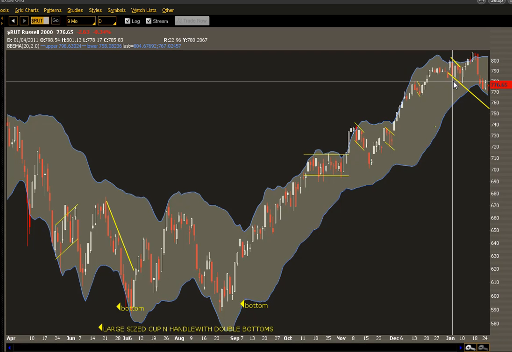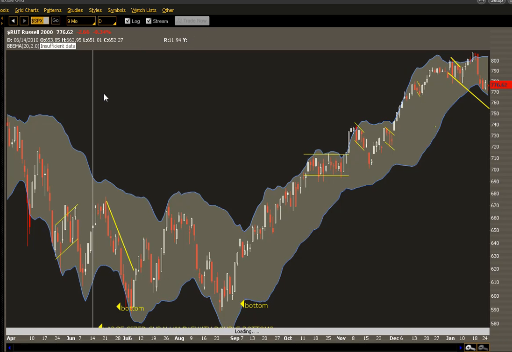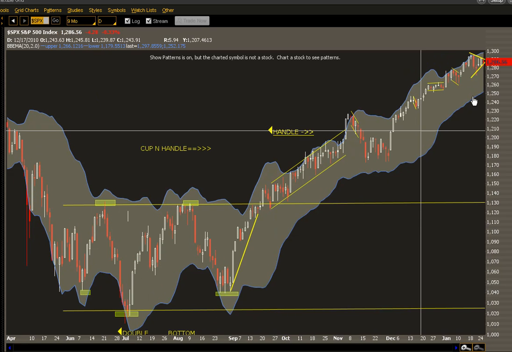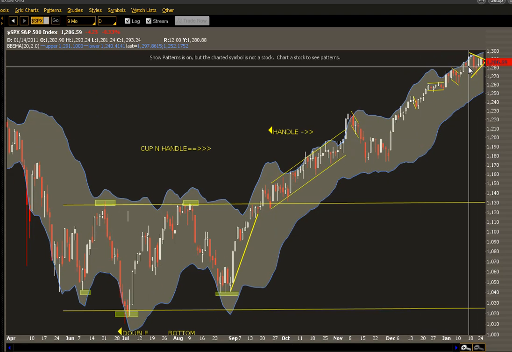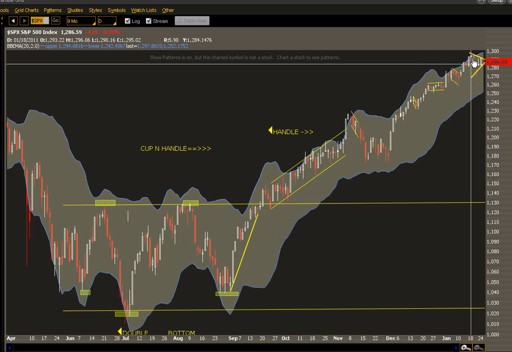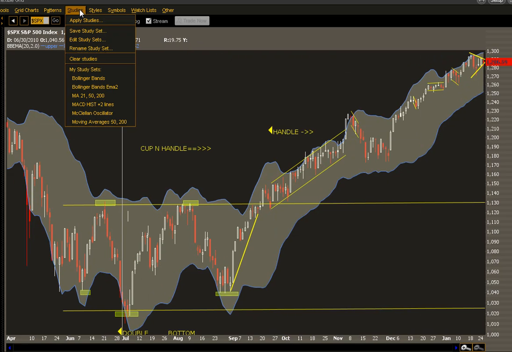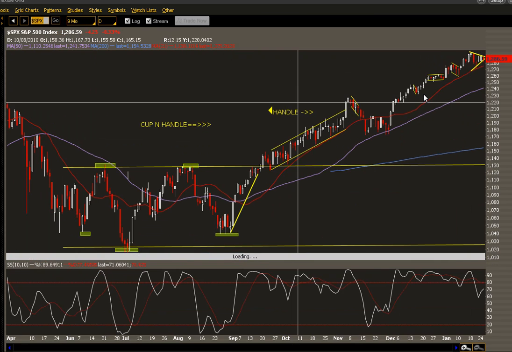Let's just take a look at SPX as well, and see how that has been doing. SPX is in the same position here, but it's a little bit different chart. You can see it was hitting here, and now the SPX has moved towards the center of the band. Let me remove this study and just go with the 21-day, 50-day, and 200-day moving averages. This is what it is forming here.